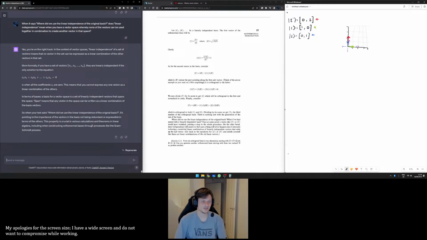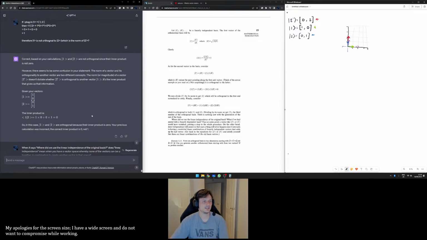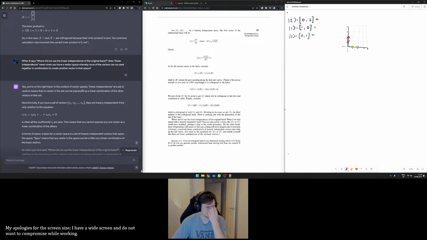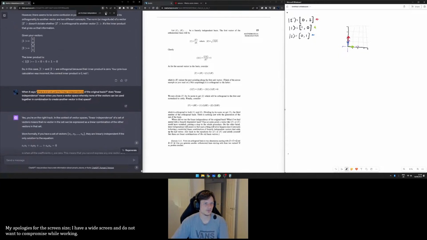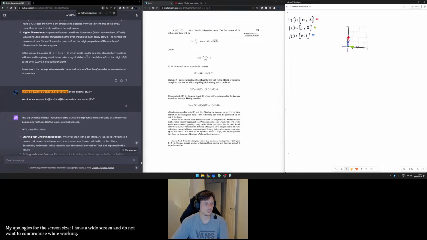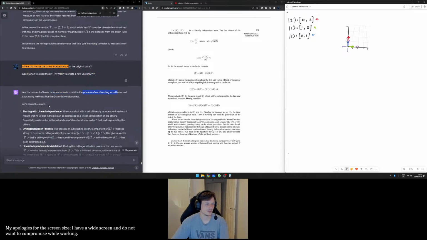So when your text asks where did you use linear independence of the original basis, it's pointing to the importance of the vectors in the basis not being redundant or expressible in terms of the others. This property is crucial in various calculations and theorems in linear algebra, including when constructing. I've missed the plot. I think I've asked this before, you see. So was it when we used v2 minus the projection onto v1 to create a new vector e2? The concept of independence is crucial in the process.